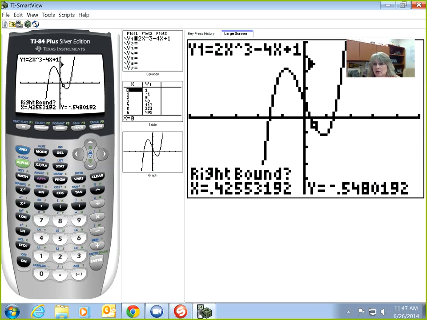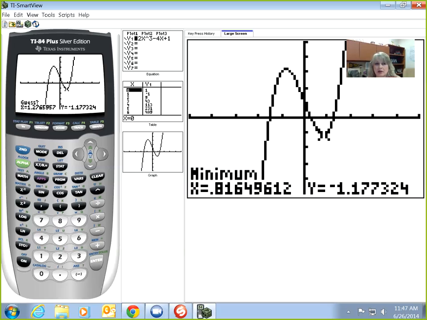Then we're going to go to the right side. Again, press enter. And then just enter one more time because we don't want to guess. So if we're keeping 3 decimal places, we could say the minimum occurs at approximately 0.816, -1.177. That's how you calculate minimums and maximums with your calculator. Good job.